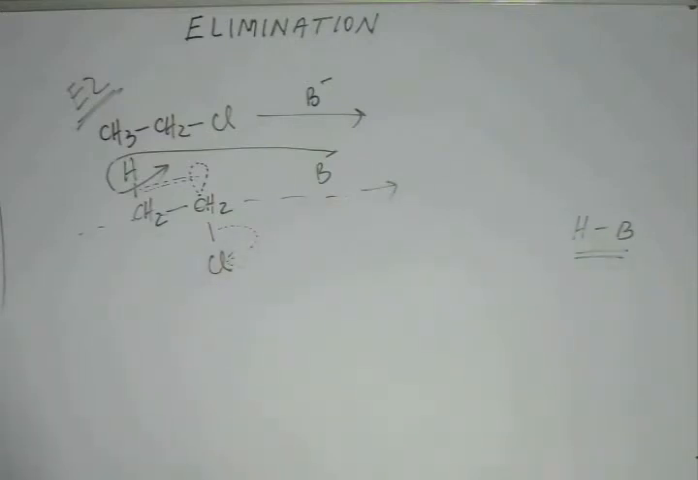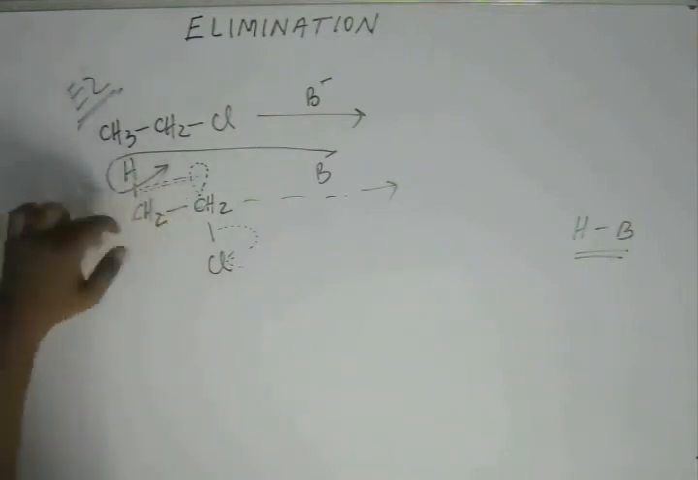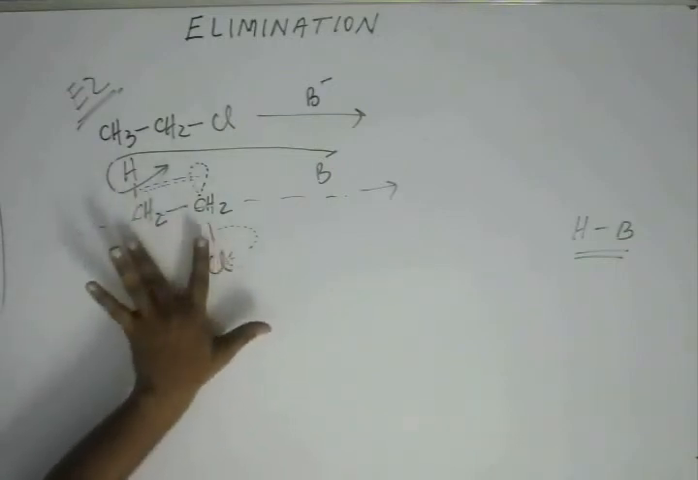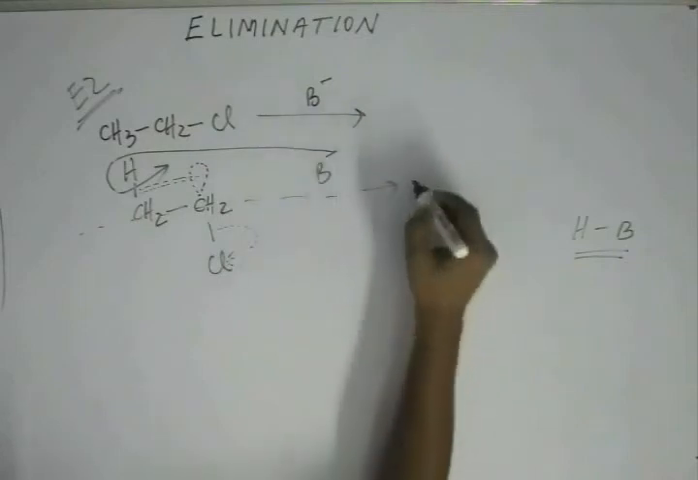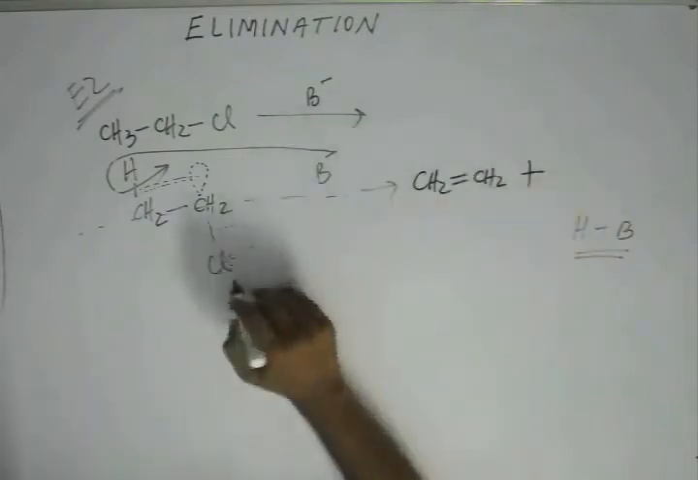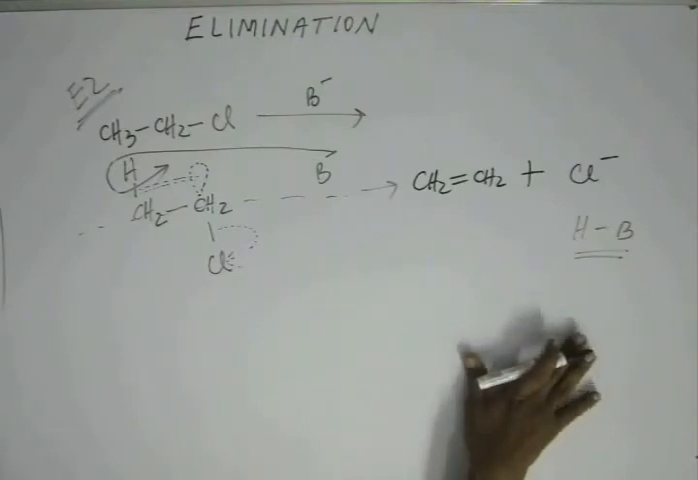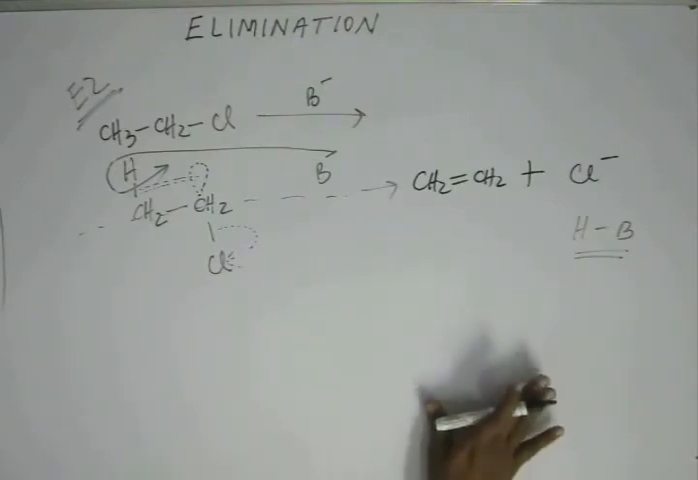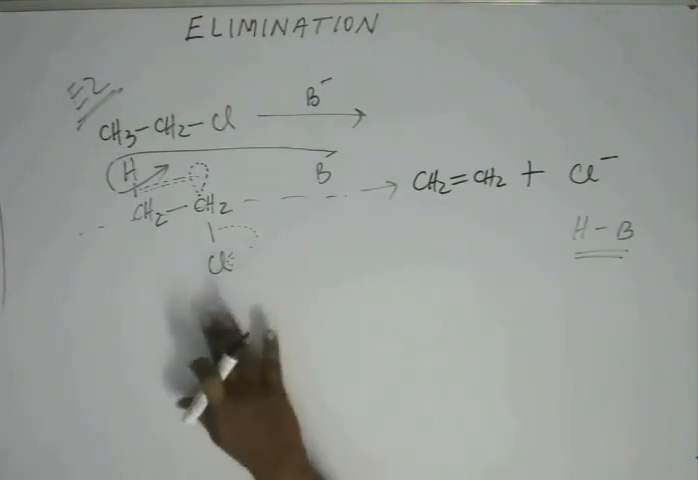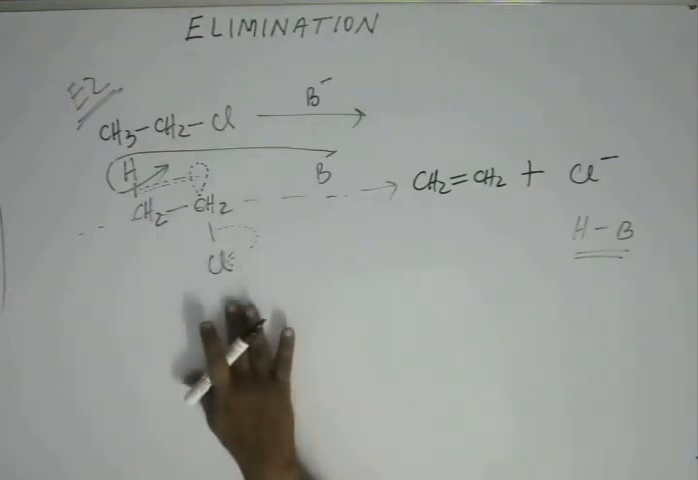The electronic density will go into the anti-bonding orbital, forming a bond between this carbon and carbon. There is already one bond, and another bond will be formed, making a carbon-carbon double bond. So one of the products would be CH2 double bond CH2, that means we'll have ethene, and this Cl minus will come out. Right. So in one step the reaction would be over. This will be a concerted reaction, concerted meaning a reaction taking place in one single step. So this E2 mechanism is a concerted reaction, and this is the elimination.